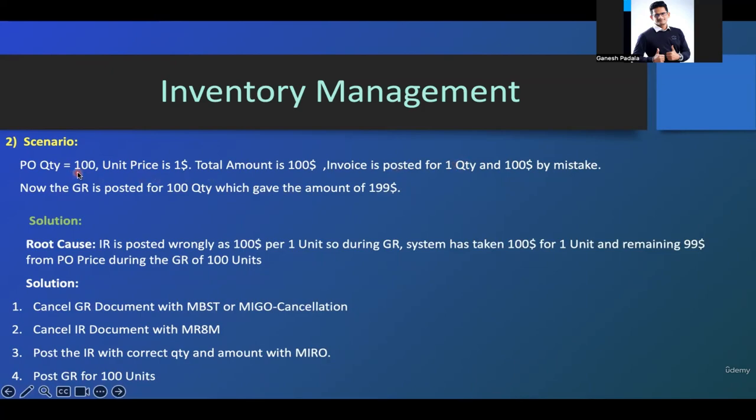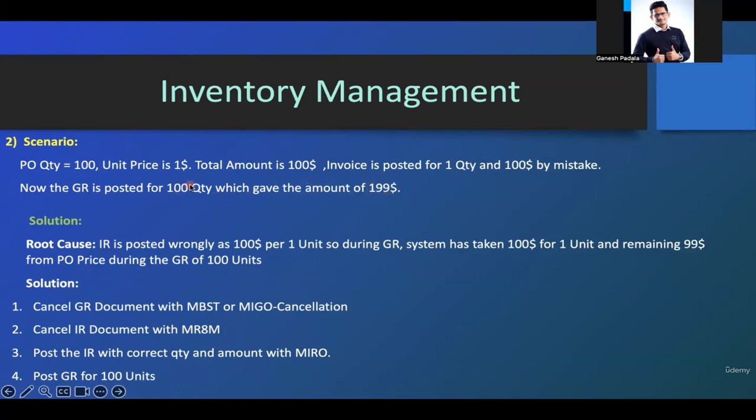So the total quantity is 100 and $1, but now the MAP has become one quantity and $100. Then you posted GR for 100. When you post the GR, the system will first check, is there any invoice receipt available or not? That's why most companies prefer GR-based invoice verification, so that the invoice will not be posted until you post the GR. That will help you avoid all these kinds of wrong postings.